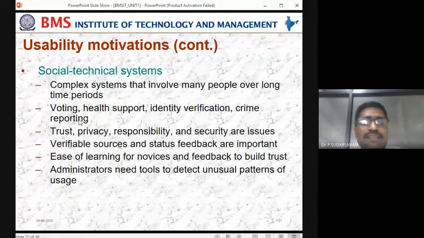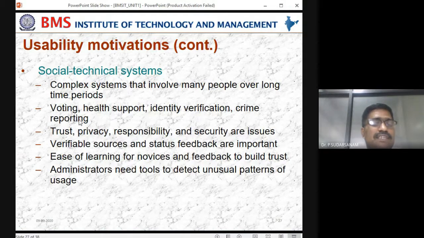Next, trust, privacy, responsibility, and security are the issues. Next one is verifiable sources and status feedback are important. Next one is ease of learning for novices and feedback to build trust. Next one is administrators need tools to detect unusual patterns of usage. So this is the social technical environment. This is the usability motivations in this first chapter.